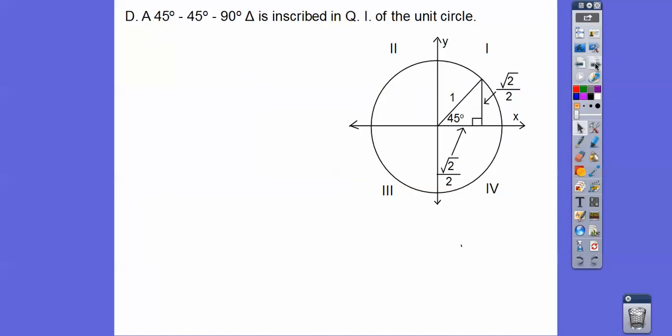All right? Okay, so here we have a 45, 45, 90 triangle inscribed in quadrant 1. Remember, the hypotenuse is 1 in a unit circle. So when we go to the right, it's positive. That's why this is root 2 over 2. And when we go up, it's positive. Think of graphing an ordered pair. Positive, positive. Over here, this would be negative, positive. Down here, it would be negative, negative. Over here, it would be positive, negative.